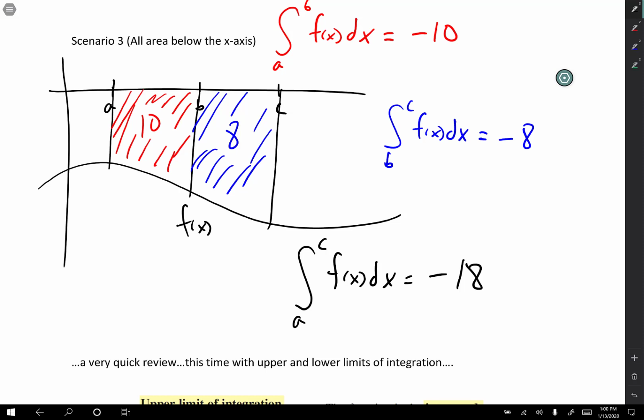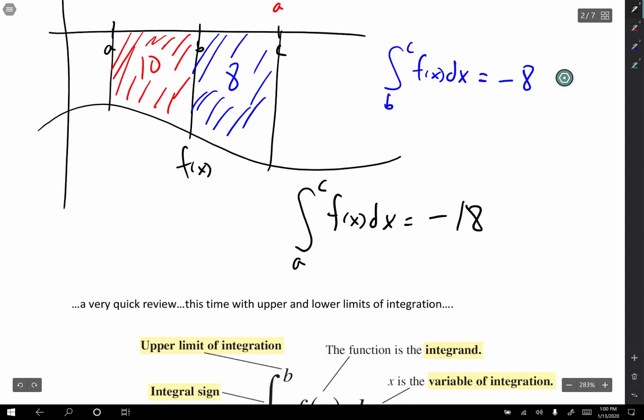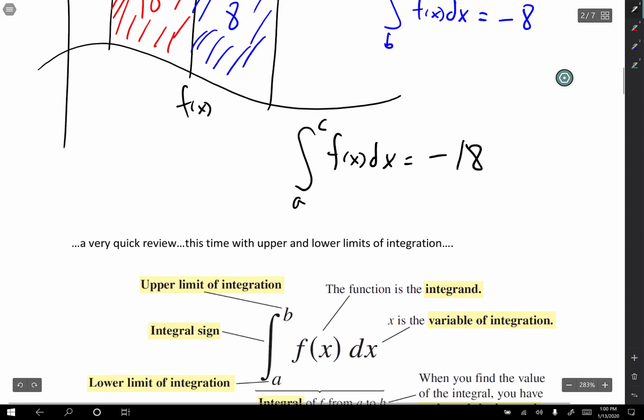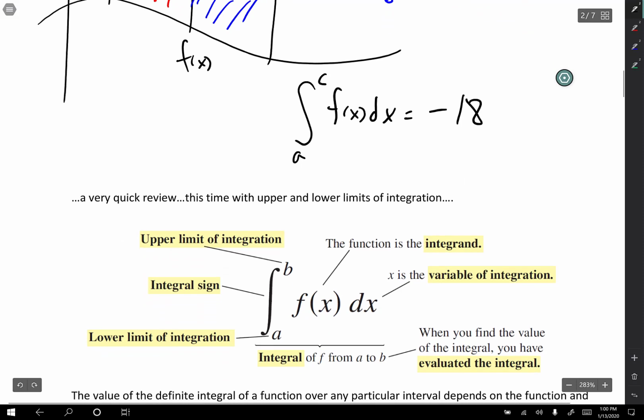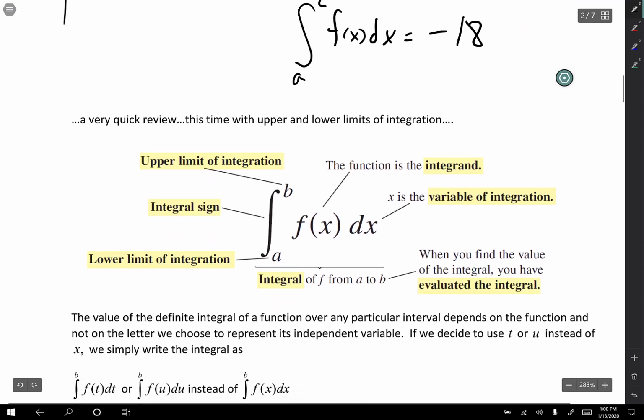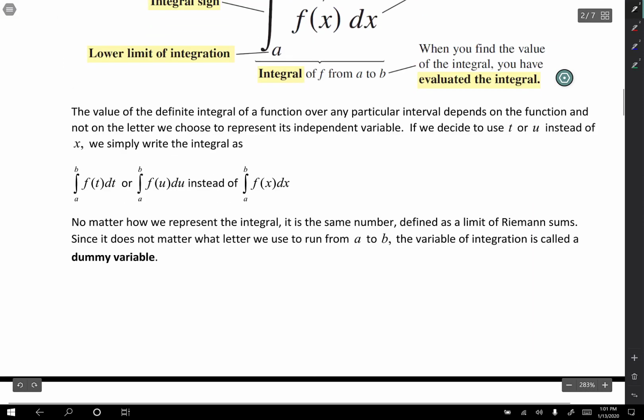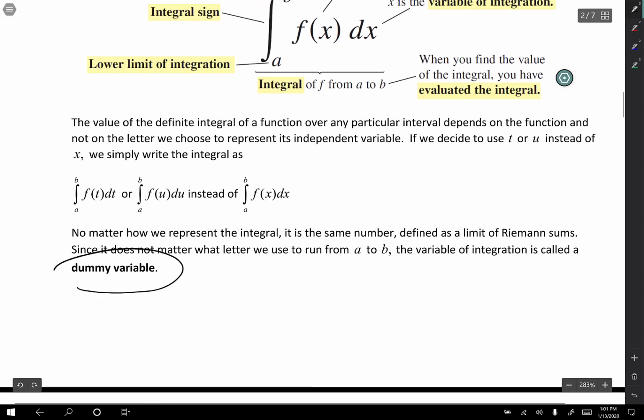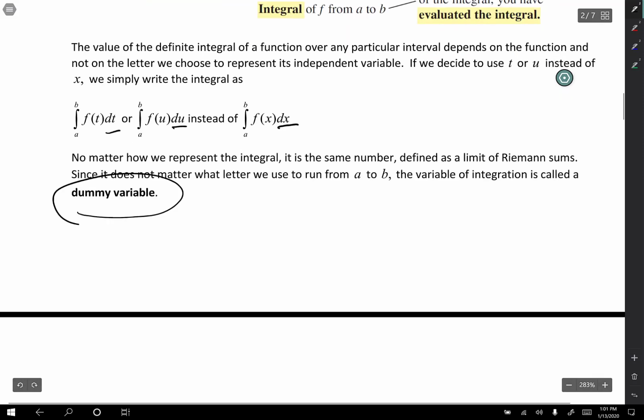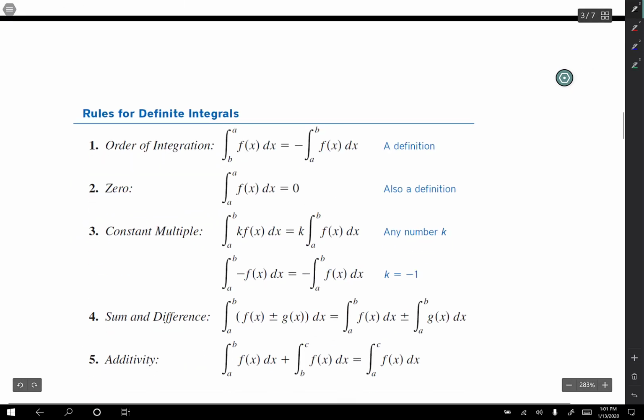We feel okay, guys? All right, this was already in your last notes. So lower limit, upper limit, integrand symbol, variable of integration, integral. And then here I'm just calling the dt, the du, the dx dummy variables. It doesn't matter what letter you use. The area of the curve is still the same thing, no matter what. Cool or not cool?